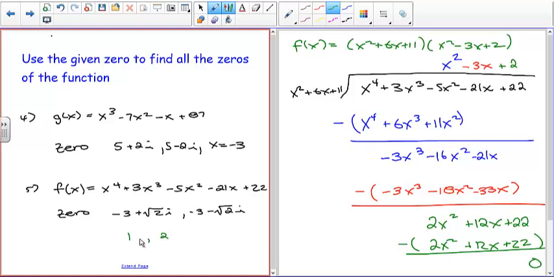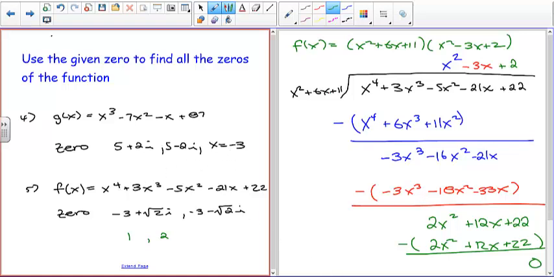And you have 4 zeros because it's a fourth order equation. This was a third order equation, so we had 3 zeros. In this case, we have 2 real and 2 complex. Now with a fourth order, you can have 0 real, 2 real, or 4 real.